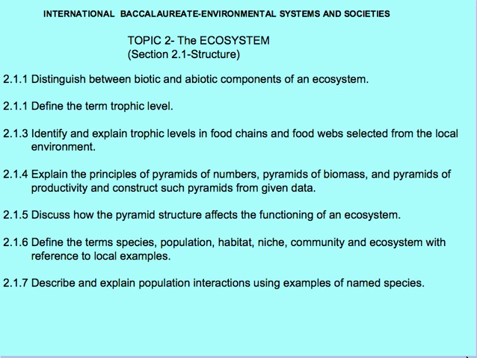We look at topic 2, the ecosystem, and specifically section 2.1, the structure of ecosystems. Listed here are all of the objectives that we consider in this lesson, but our focus will be primarily on explaining the principles of the pyramids of numbers, biomass, and productivity, and then also on describing and explaining population interactions using examples of named species. What you'll find is that in focusing on these two primary objectives, the less significant ones listed here will also be covered as a result.